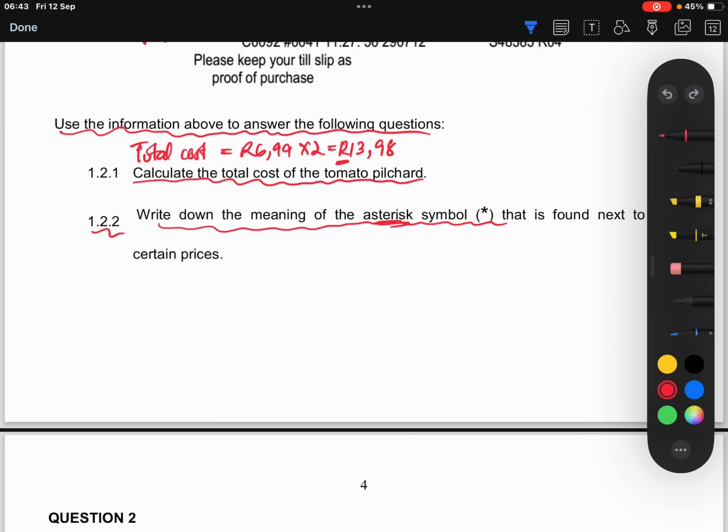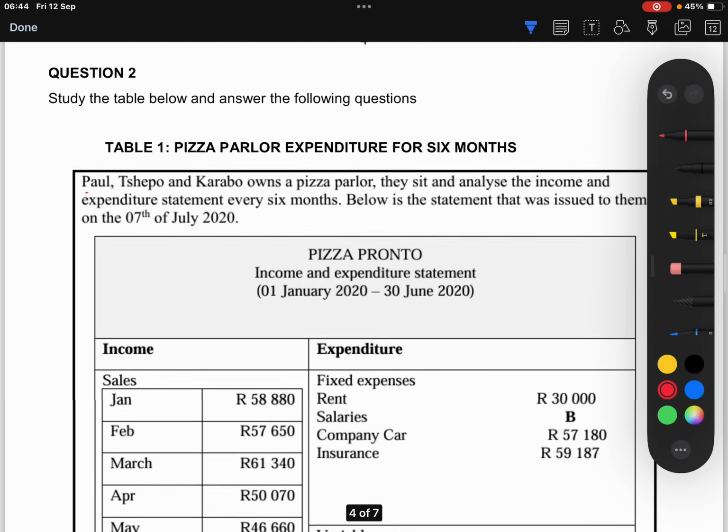So we'll say it's goods that are VAT free or zero rated. Zero rated. The star means they are VAT free. They have no VAT.